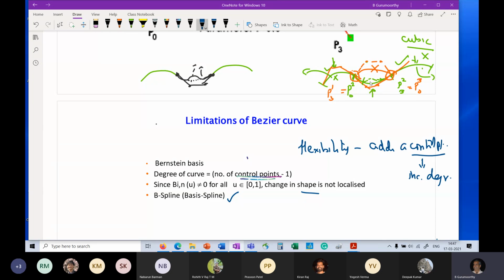Every time you will have to maintain continuity at the junctions by hand, right? So if you change this, you have to remember that there is another curve here, and therefore I must make sure that this continuity is maintained, right? And so that's a big problem.